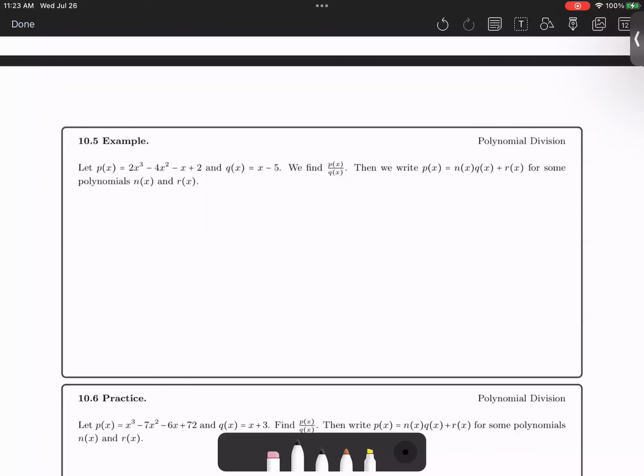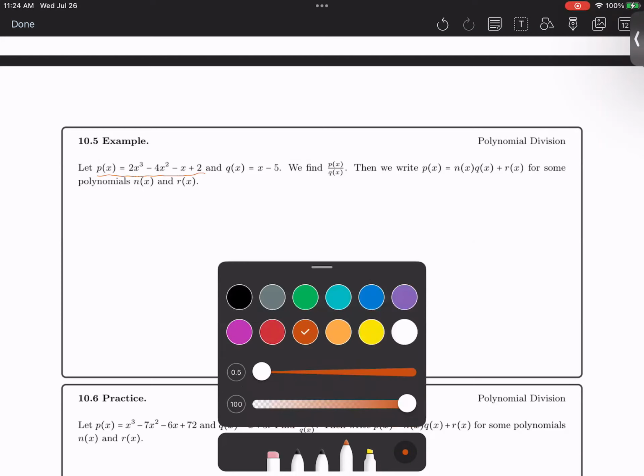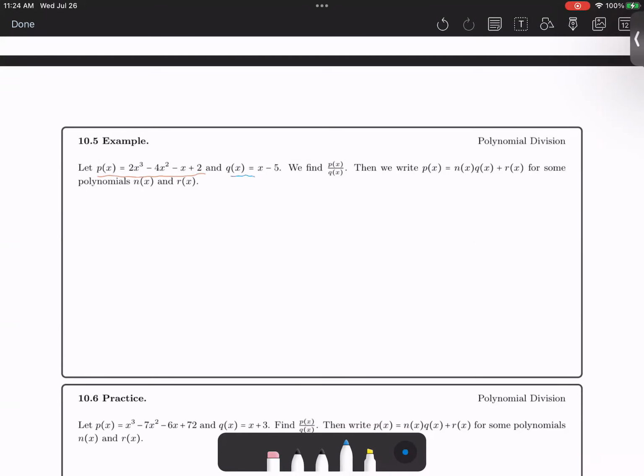Here's an example of polynomial division. So we have a polynomial p of x, which is a cubic, and another polynomial, which is a lot smaller. It's just a monomial, right? That's just a first degree polynomial, a straight line, q of x.